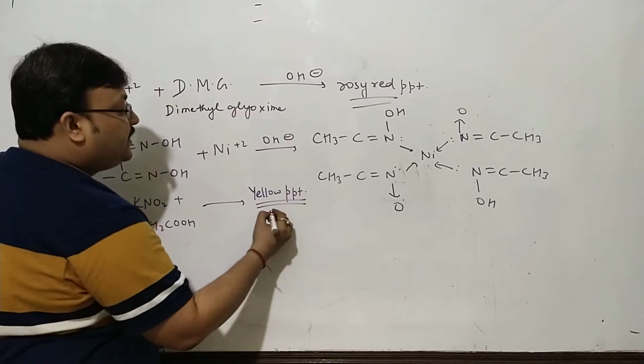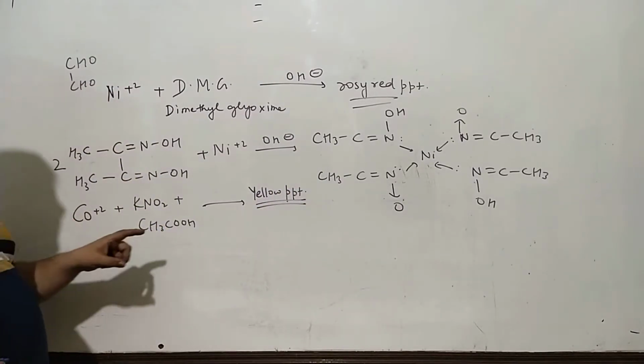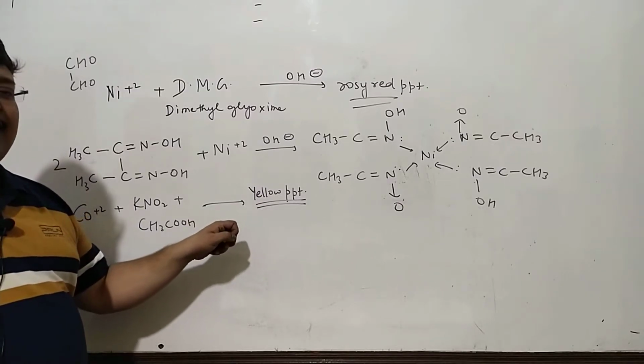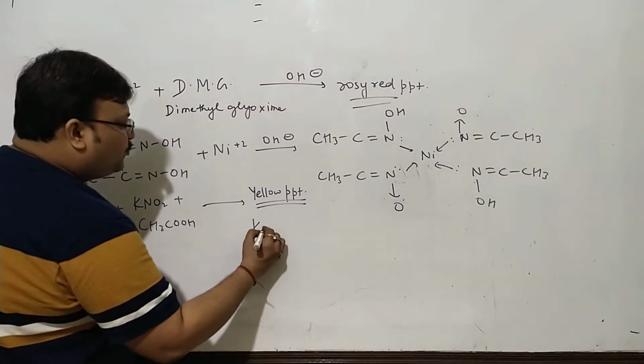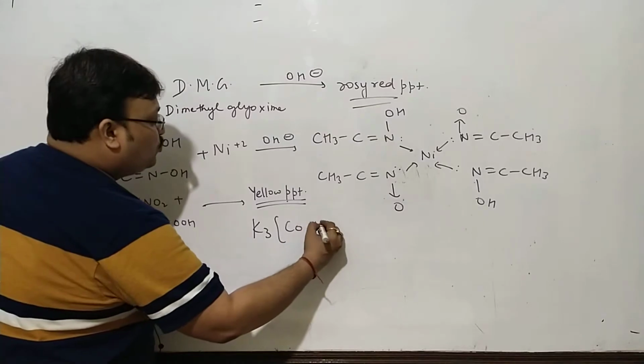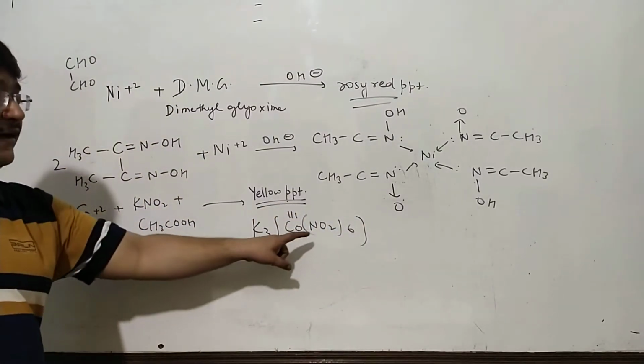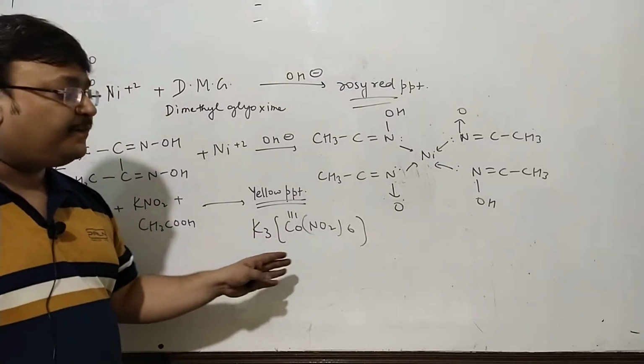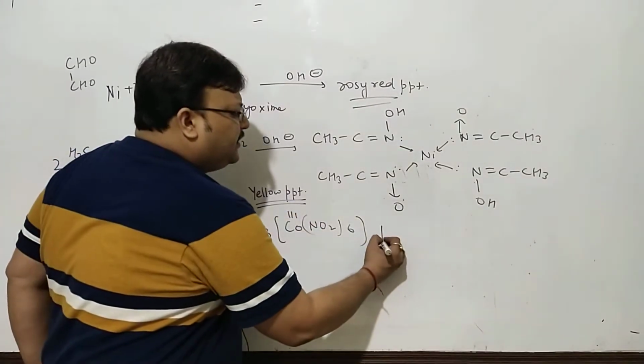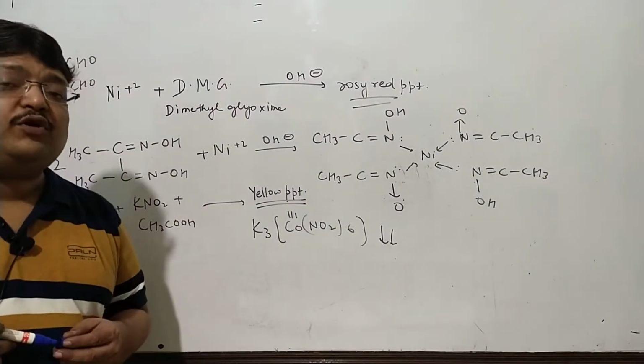Now this is very unique. It's a very unique precipitate. A yellow precipitate, and suppose I give you the formula K3[Co(NO2)6]. It's also a cobaltic complex. Potassium cobaltinitrite, yellow precipitate. Now what's so unique about this precipitate?